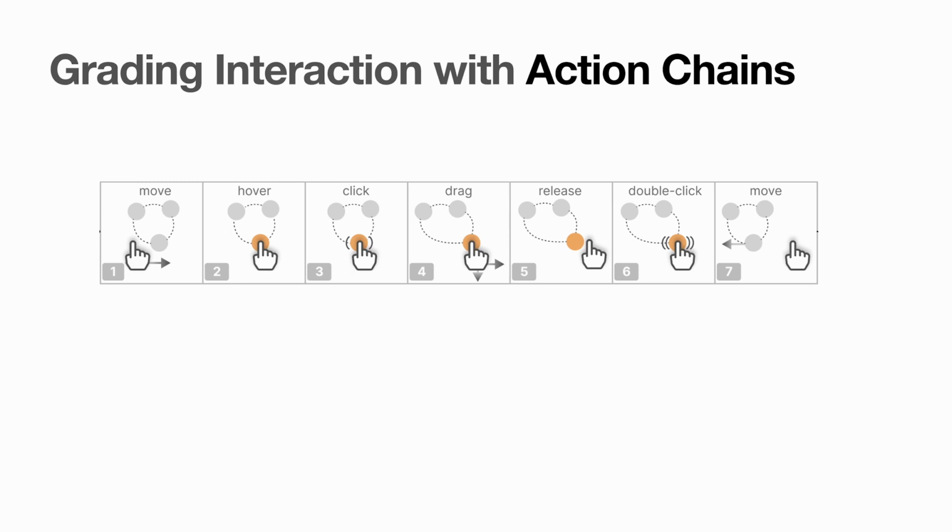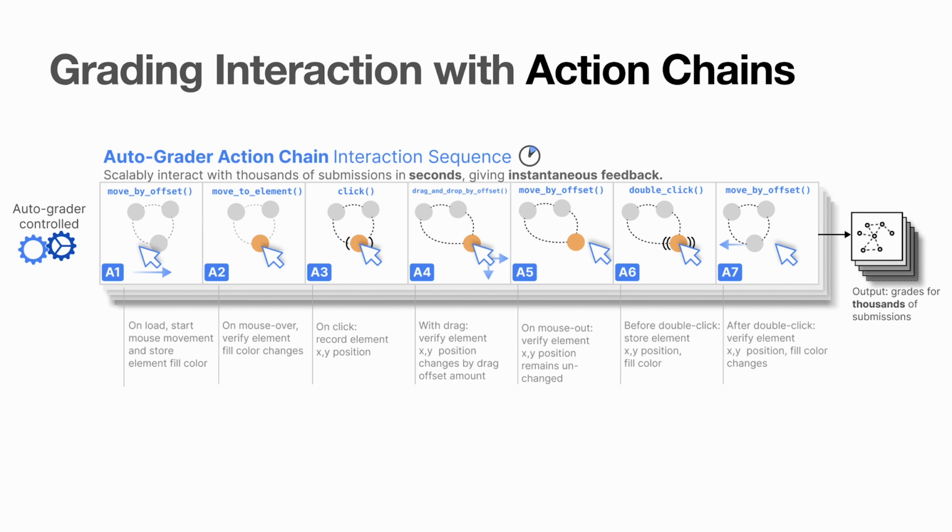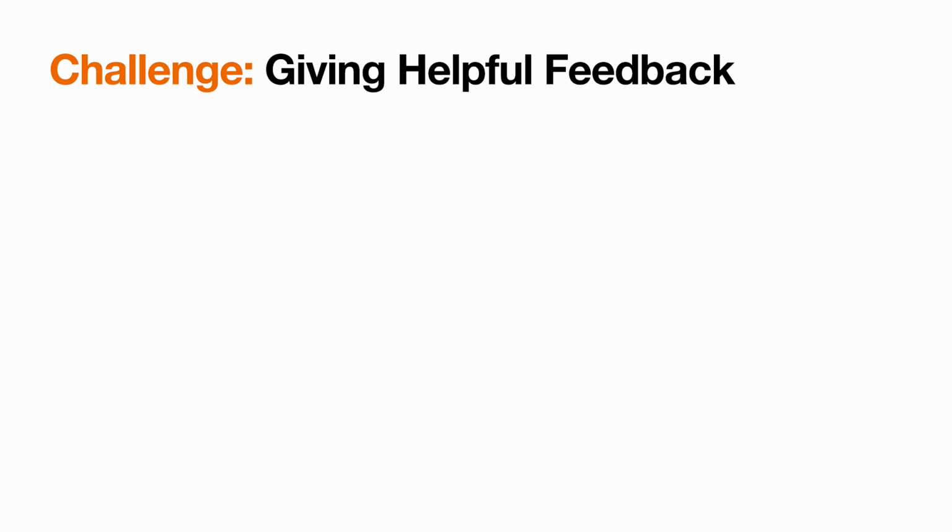We can grade all of this interactivity scalably with our adaptation of a browser automation package called Selenium to auto-grade complex sequences of interactive events through the use of action chains. Selenium's action chains allow us to grade interactivity at a large scale and give instantaneous feedback to students on the function of their visualization. Now that we've given an overview of how auto-grading is accomplished, let's take a look at how we use the results of auto-grading to help the student improve their design.